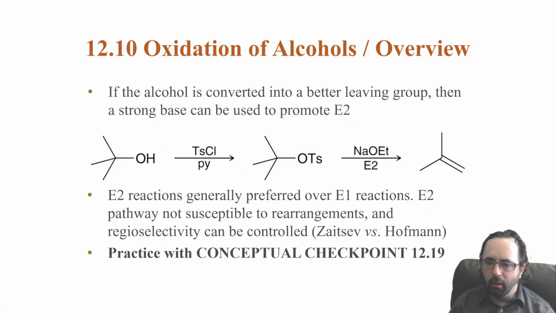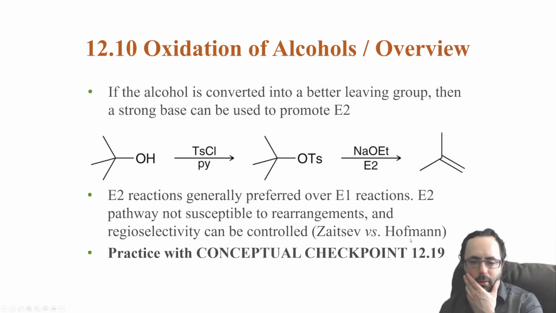So here, if we want to do, for example, an elimination, it's the same thing. Both substitutions and eliminations require the hydroxyl to be a good leaving group. So we would start by replacing the alcohol with a tosylate, and then we would follow that up with a base to produce the E2 reaction in this case. So note that E2 is not susceptible to rearrangements the same way an E1 reaction is, if an E2 reaction occurs.